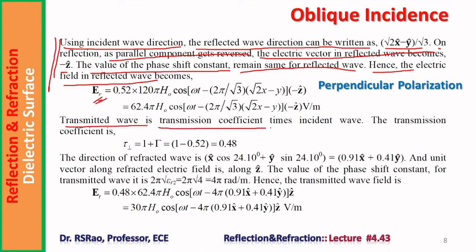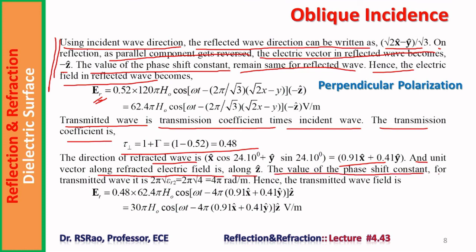Transmitted wave is transmission quotient times incident wave. So therefore transmission quotient is this one. The direction of refracted wave is x cap cos 24.10 degrees plus y cap sin 24.10 degrees. And the unit vector along the refracted electric field is along z. The value of the phase shift constant for transmitted wave is 2 pi root epsilon r2, or 2 pi by root 4, so 4 pi radians per meter. Hence transmitted wave field is this, the transmitted wave electric field.